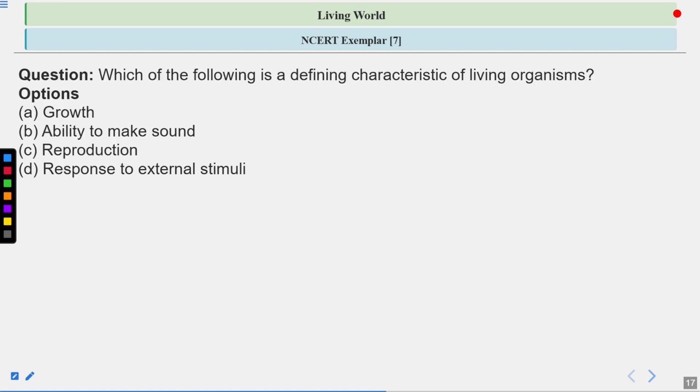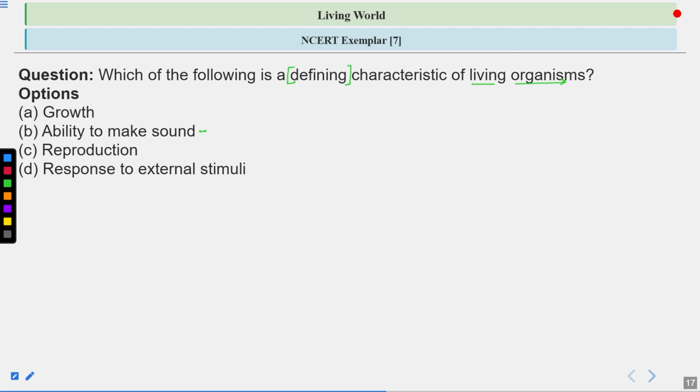Now let's discuss this question. Which of the following is a defining characteristic of living organism? So there are a lot of characteristic features of a living organism, but what is a defining feature of the living organisms? What are the options here? Option A is growth, B is ability to make sound, C is reproduction, and D is response to the external stimuli. So is growth the defining characteristic of living organism?